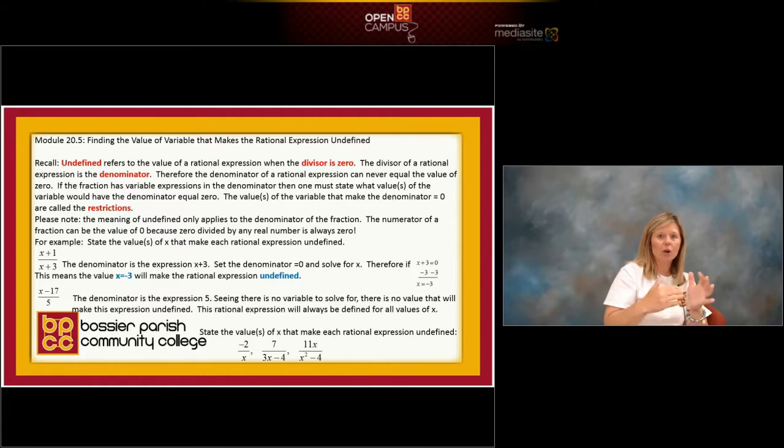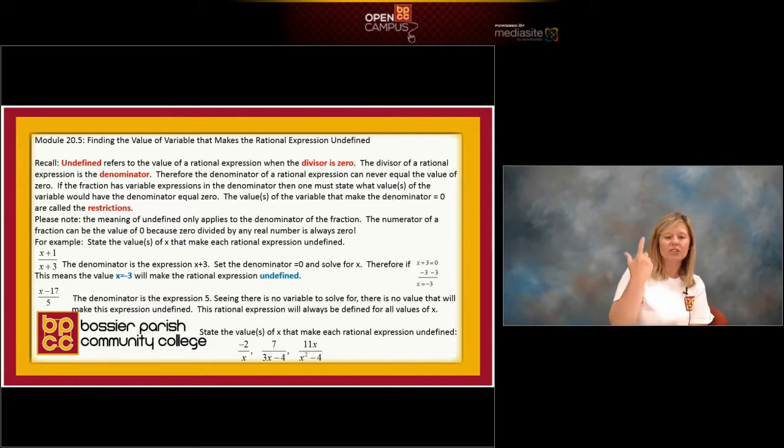Now, when you hear the word undefined, you only are looking at the denominator of the fraction. So I couldn't care less about the numerator, x plus 1. I'm looking at the denominator, x plus 3. And I'm asking you, what number would you replace x with that, if you added the 3, would make 0? Because whatever number you could replace x with and add to 3 that makes 0 could not happen. That can't be what x is.